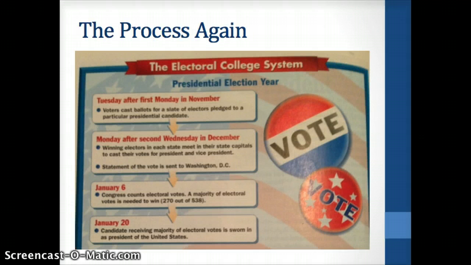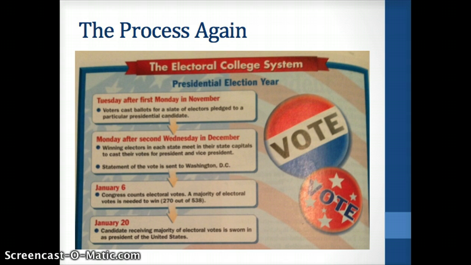So just to recap this process again, the Tuesday after the first Monday in November is Election Day, and voters cast ballots for a slate of electors that are pledged to a certain candidate. If you are voting for Mitt Romney and Paul Ryan, then you were voting for the slate of Republican electors. And if you were voting for Barack Obama and Joe Biden, you were voting for the slate of Democratic electors. Then in December, the winning electors in each state meet in their state capitals and cast their official votes for president and vice president, and that is then sent to D.C.